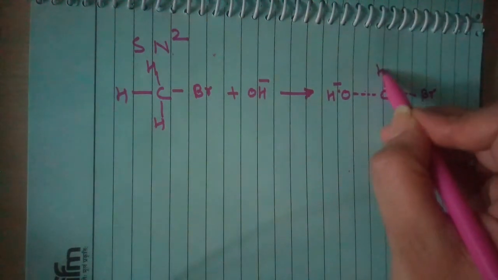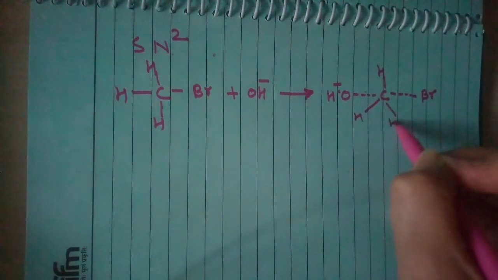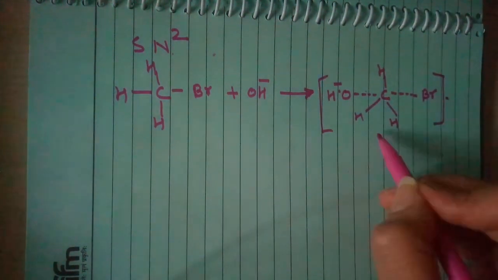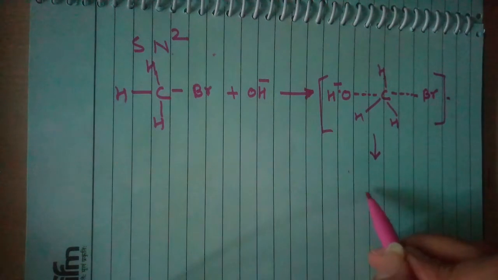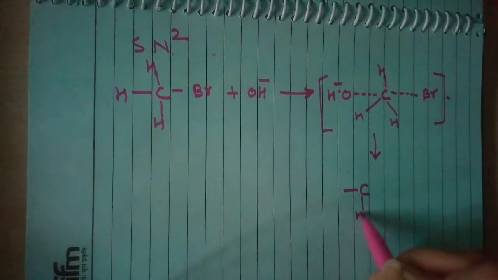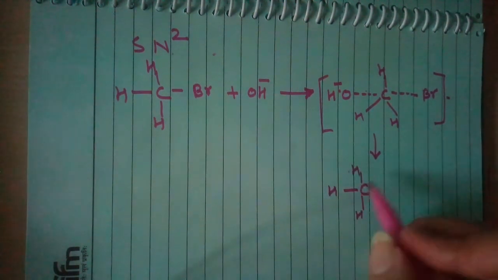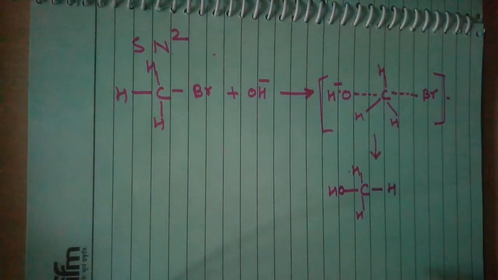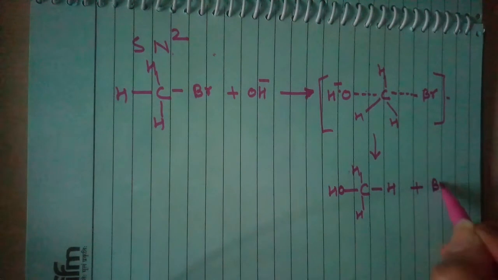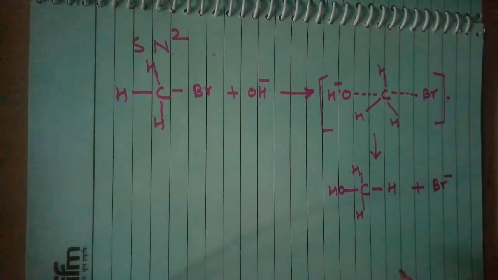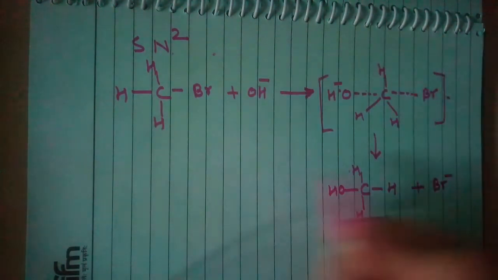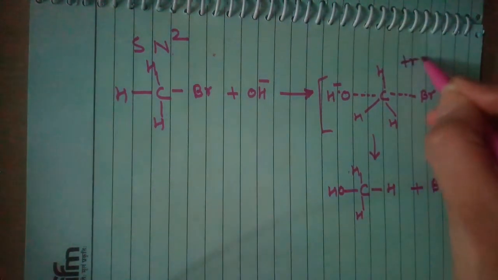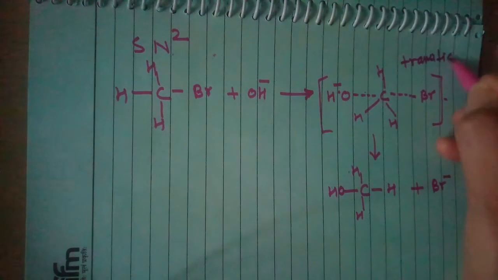This is a transition state you are getting, and once this transition state is reached, the final product would be, actually here it is OH and this is hydrogen, plus the bromide ion escapes here. So this is according to the SN2 mechanism. This is a one step reaction. Only a transition state is formed here.